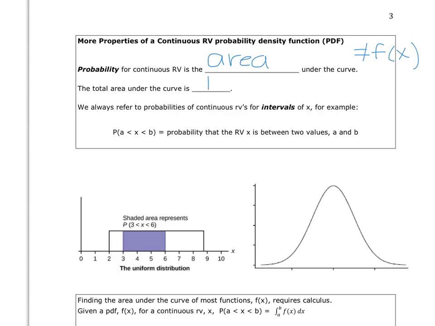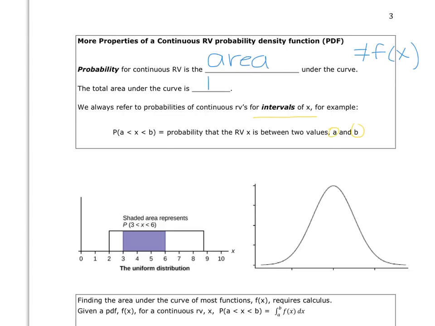Another property of a continuous random variable that is now different than what we have been looking at so far is that we always refer to probabilities of continuous random variables for intervals of x. So never just single values. So an example is if we have 2 values, and we'll just use these placeholders a and b, and we're looking for the probability that x is between those 2 values, okay, that's the kind of probability that we're going to look at.